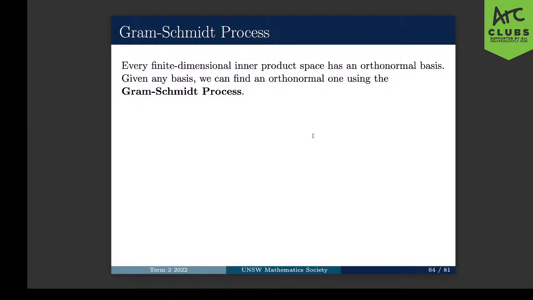Okay, so if we have a vector space equipped with an inner product, we call it an inner product space. And it turns out that finite dimensional inner product spaces always have an orthonormal basis. The Gram-Schmidt process is a process of finding such an orthonormal basis given some basis, like any old basis.